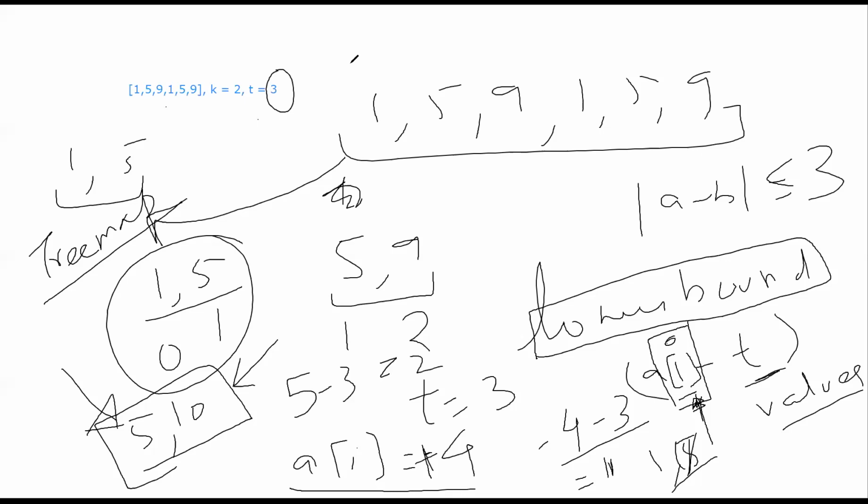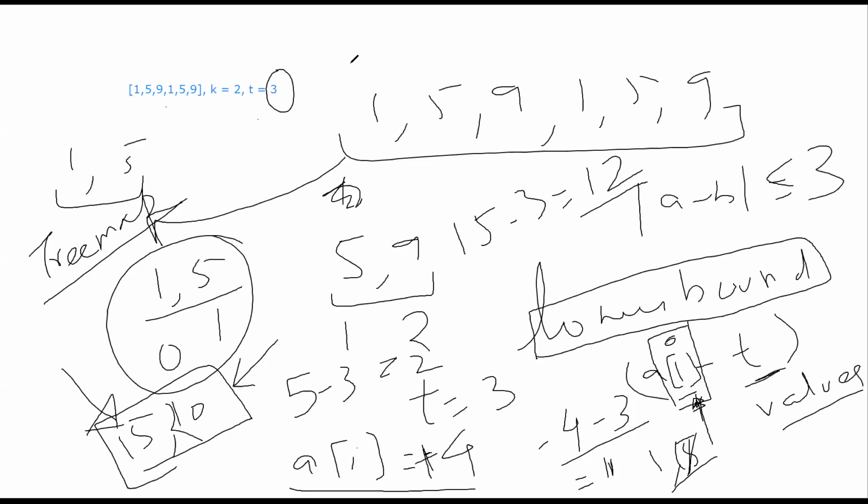Now let's assume we have 15 and 20. What will happen then? We'll get 15 minus 3, which is 12, right? Which is not within the range. Yeah, if it's not in the range, we can go to the next window. And once we find the difference is less than or equal to t, we will return.